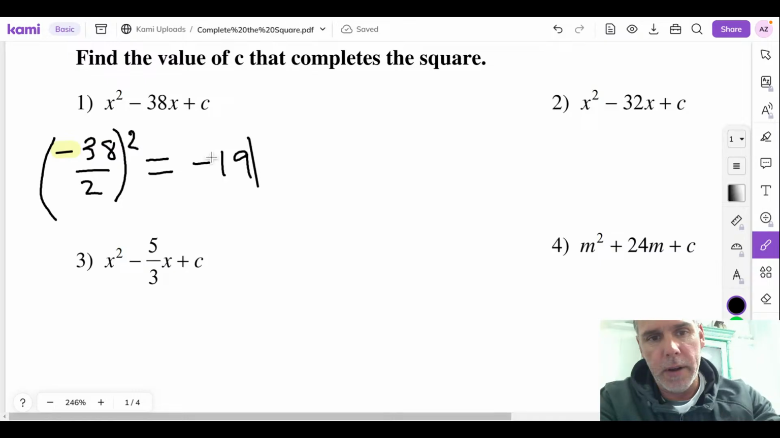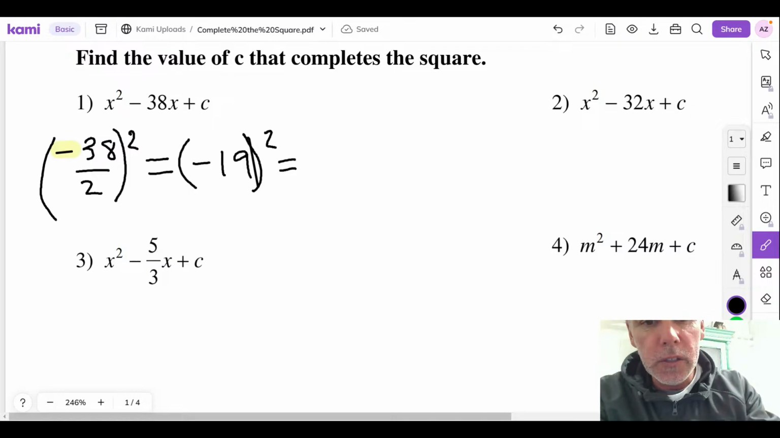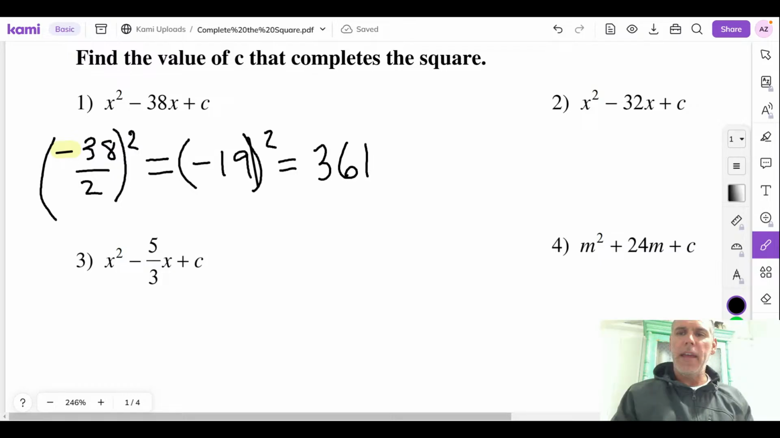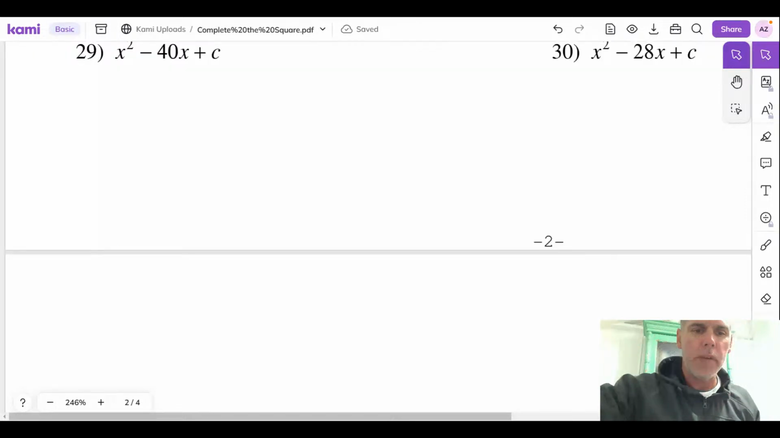But you've got to square it. And 19 times 19, is that 281? I think it might be 281. Let's make sure. I'm going to calculate it here. So 19 times 19 is 361. So the first one should be 361. And I have the answers on the bottom, so I'm just going to check that. And so the first one should be, okay.